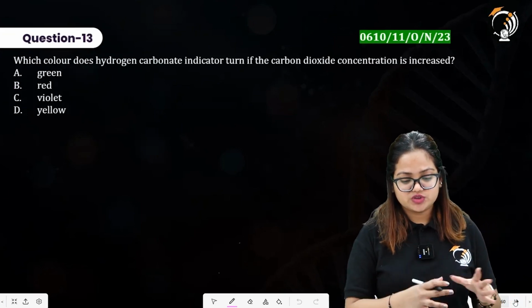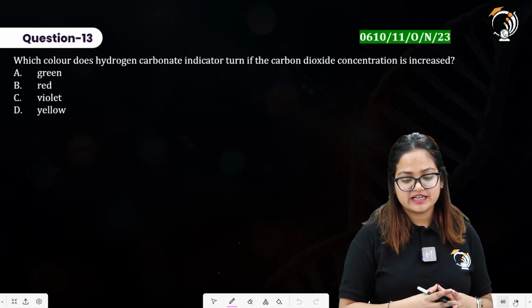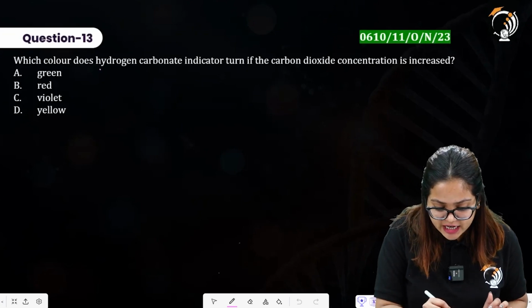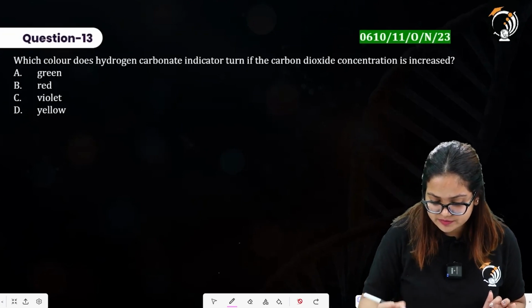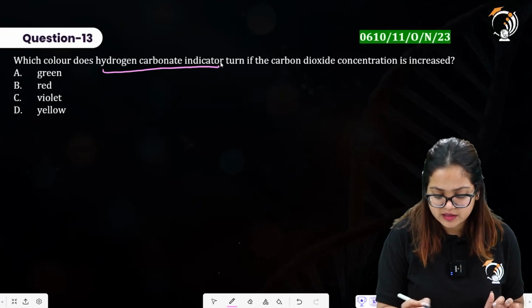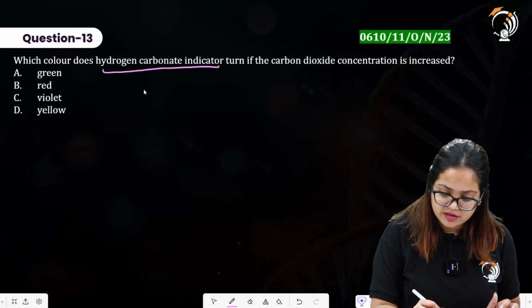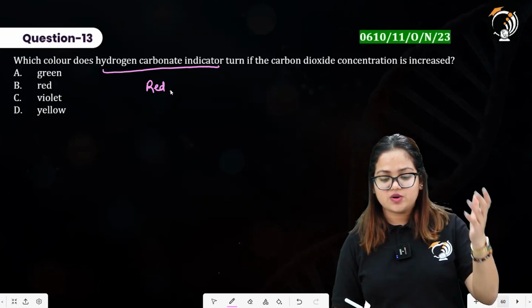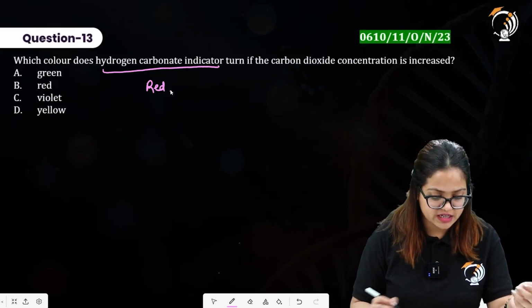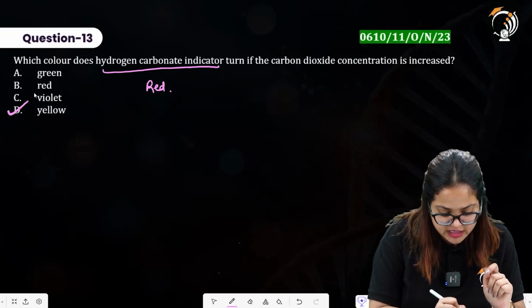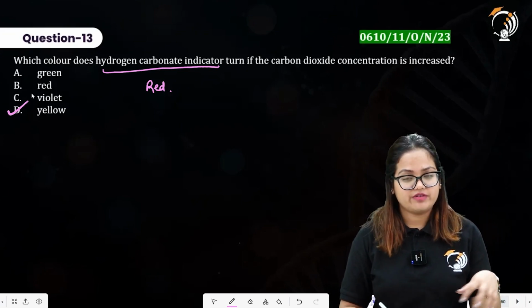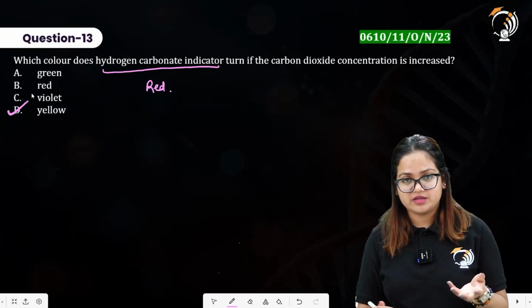Which color does hydrogen carbonate indicator turn if the carbon dioxide concentration is increased? So originally the hydrogen carbonate indicator is, you can say, red to orange in color, and if the carbon dioxide concentration is increased, it becomes yellow in color. Alright, since we have discussed one type of question from hydrogen carbonate indicator, I have introduced another kind of question that might come in your examinations.